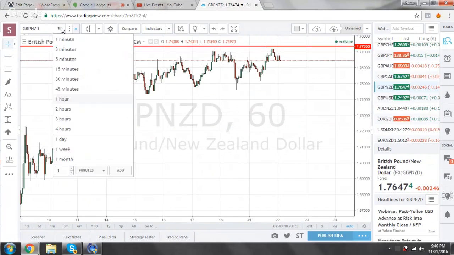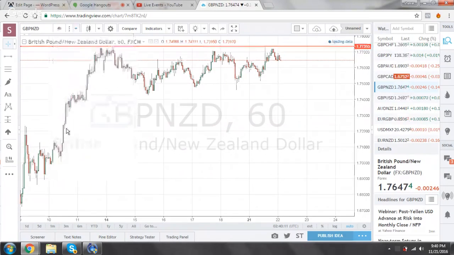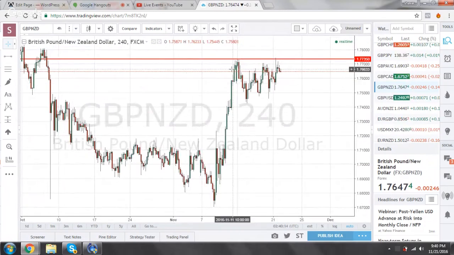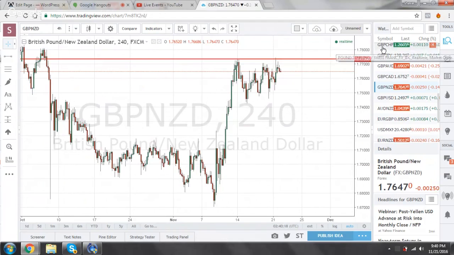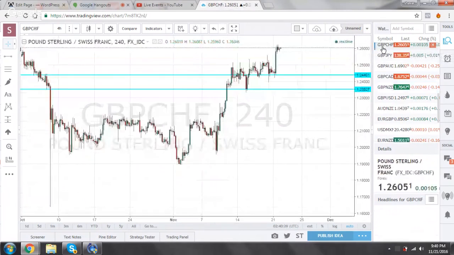Look at the higher time frames. Still pointing up. Some are in resistance areas, like you see this one right here. So we're just going to be patient and see what's going on. But I know for sure GBP JPY, we may have a good play on it.